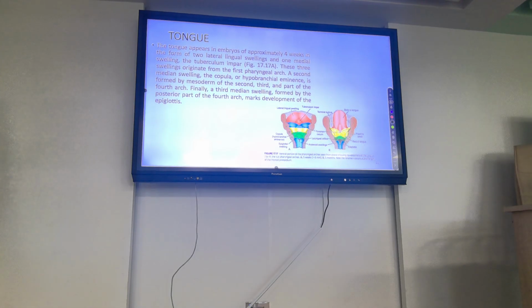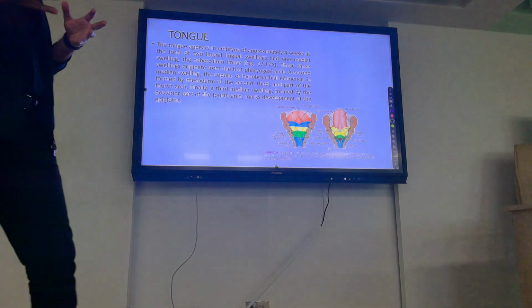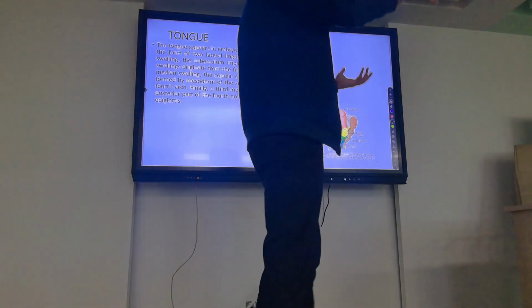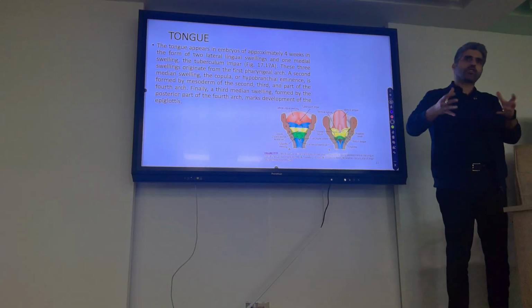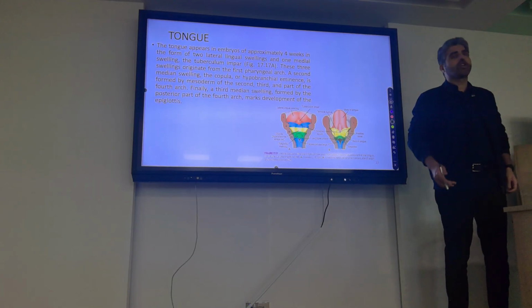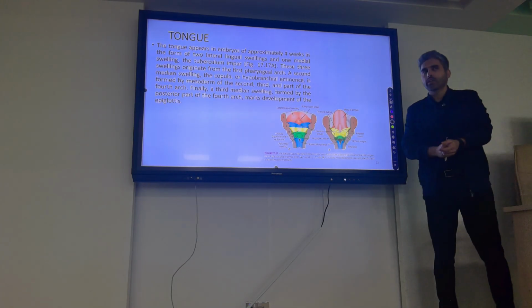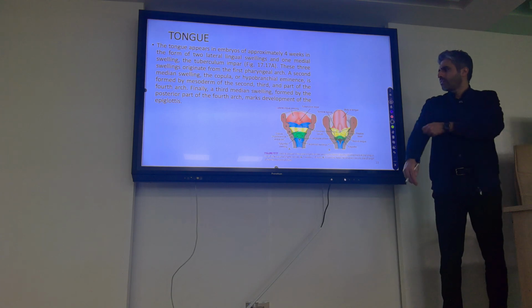Know this general information: which arch, for example, is innervated by which nerve, which pouch makes which structures, and, for example, for the tongue, which arches are located here. You should know this general information. We don't emphasize the details because it's not very necessary for you.